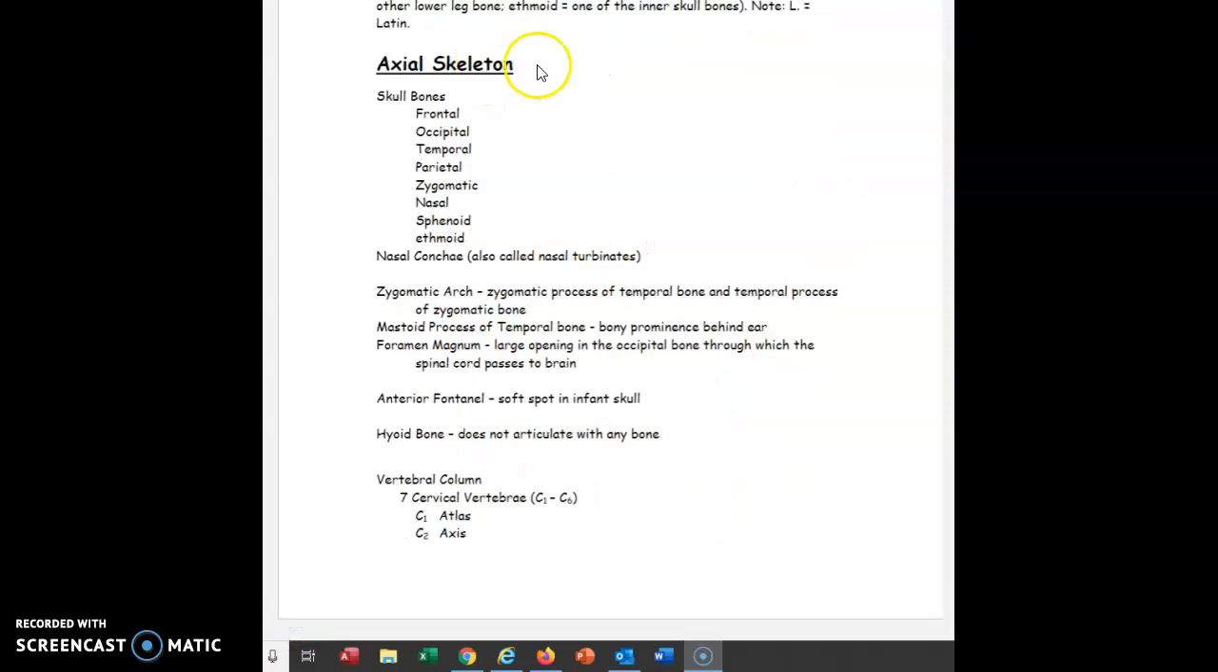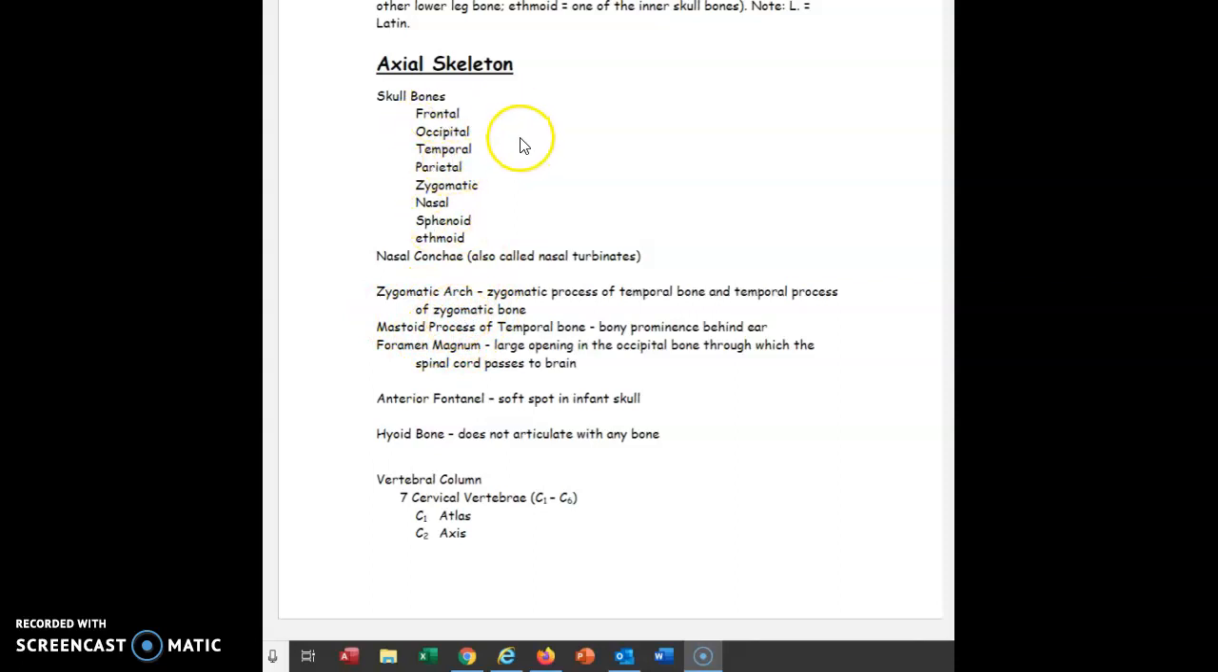So we are going to start out with the axial skeleton, and the first part of the axial skeleton is the skull. Now the skull itself is not just one bone, but it's actually several bones. Those bones are divided up into what we call the cranial bones and the facial bones. These are the names of the actual bones of the skull, and you're going to be responsible for knowing these bones, what they look like, and then we will look at a couple of processes or specific areas on the skull bones.